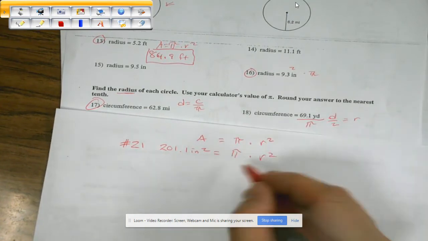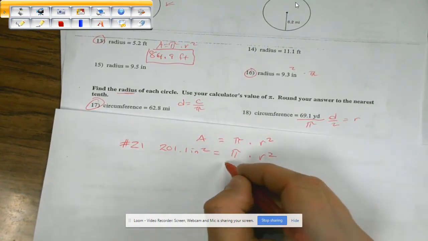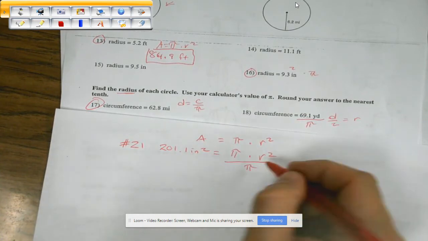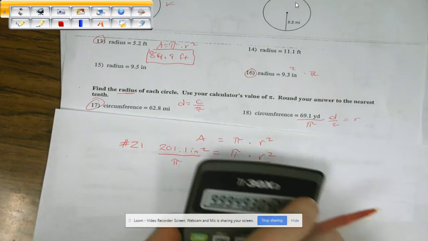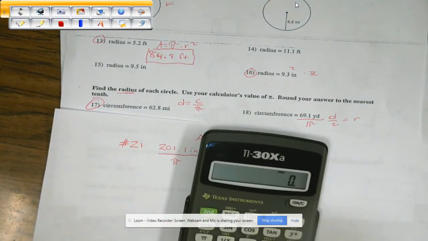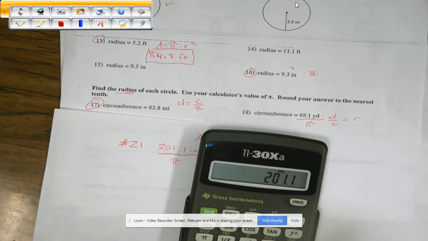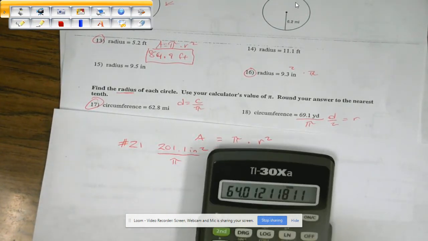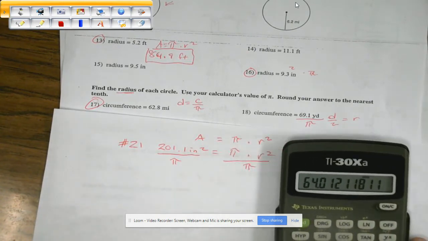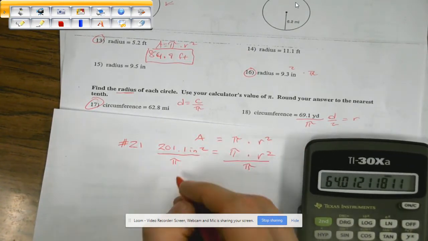Now I want to get this by itself, so I'm going to divide this side by pi, divide that side by pi. In your calculator, you take 201.1 divided by pi equals. It's basically 64. It's hard for you to see there. So 64. This is about 64.